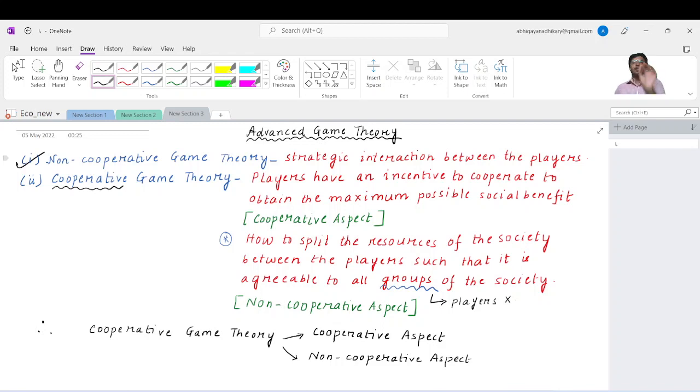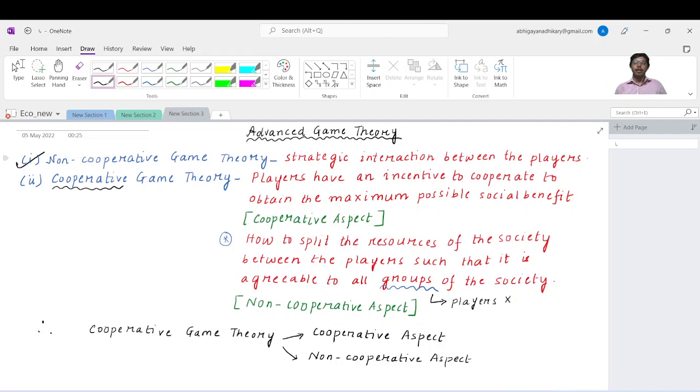So this is the non-cooperative aspect that I'm talking about. Essentially, cooperative game theory has two aspects. One is the cooperative aspect, that people have incentive to come together and cooperate, and the non-cooperative aspect, which arises out of the issue of settling the outcome. Now, in the entire idea of cooperative game theory, the second one is the crucial point, because that leads us to understand what can be the methods of actually distributing the ultimate output between the players who have been part of this coalition or cooperative structure.